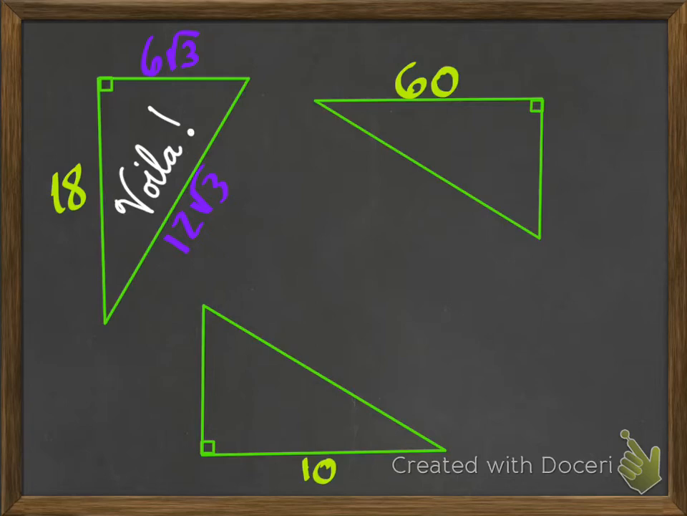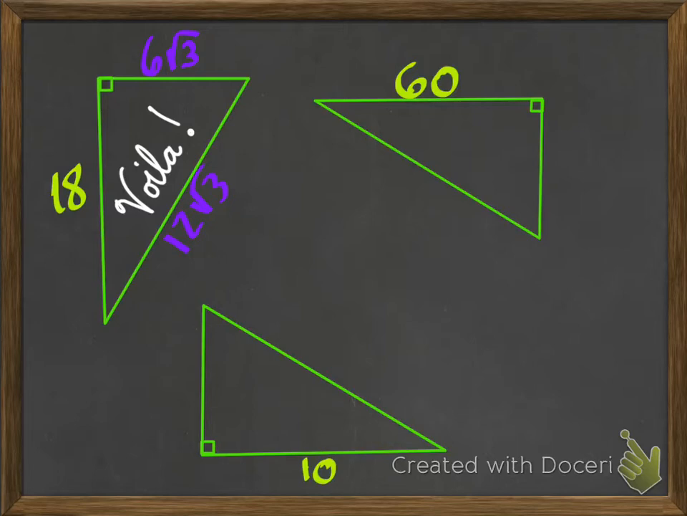You may have noticed in that first one that hopefully you got 6 root 3 for the short leg. 6 is 1/3 of 18, all right? And that is the pattern. That short leg is 1/3 of the long leg times root 3. I'm not sure if I said that exactly the best way. Let's look at another example.